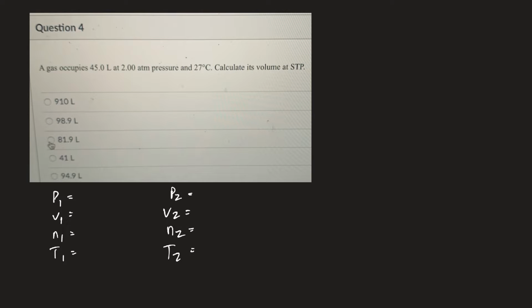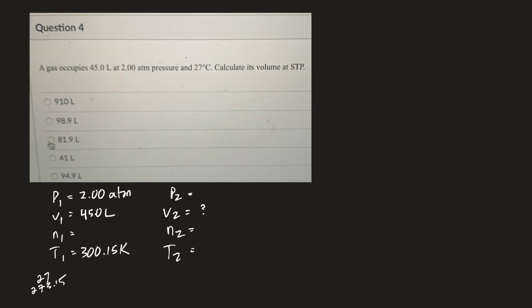Okay, here's a couple good gas law questions. It says a gas occupies 45 liters, that's a volume, at 2 atmosphere pressure and 27 degrees Celsius. 27 plus 273.15, I think that's 300.15. 300.15 Kelvin. Calculate its volume at STP.